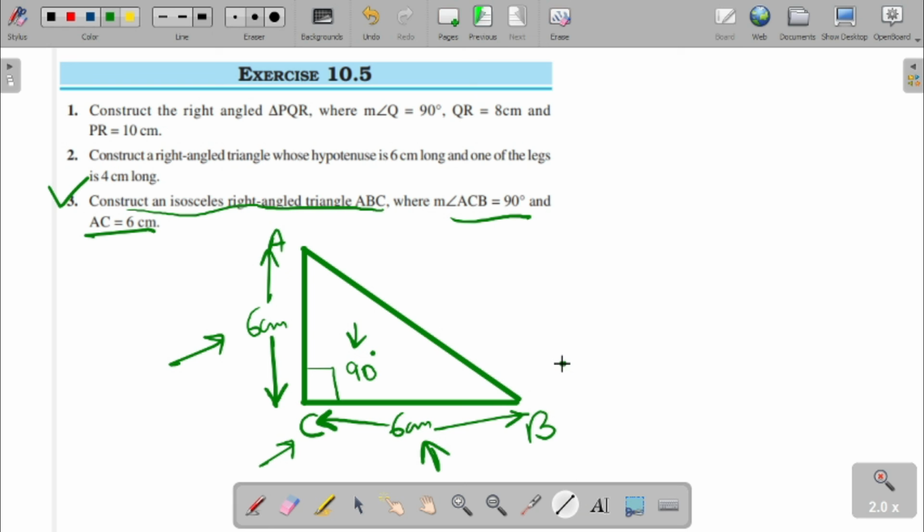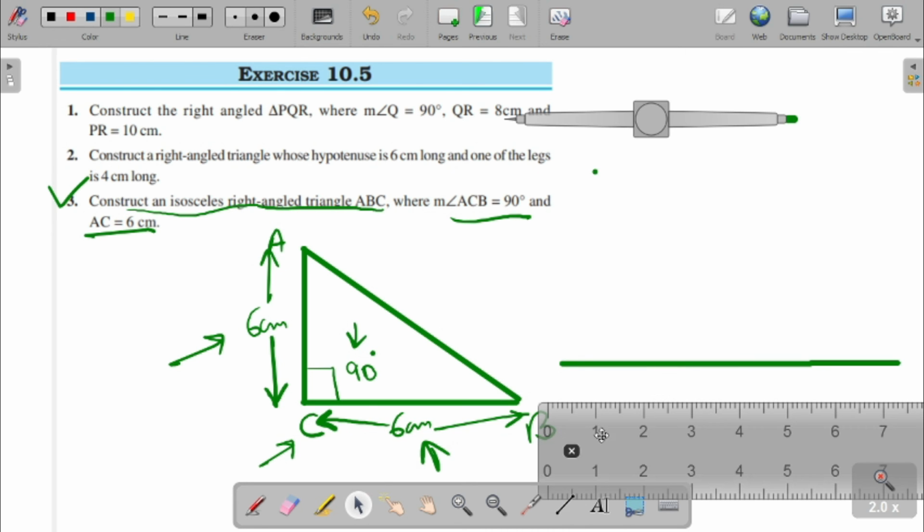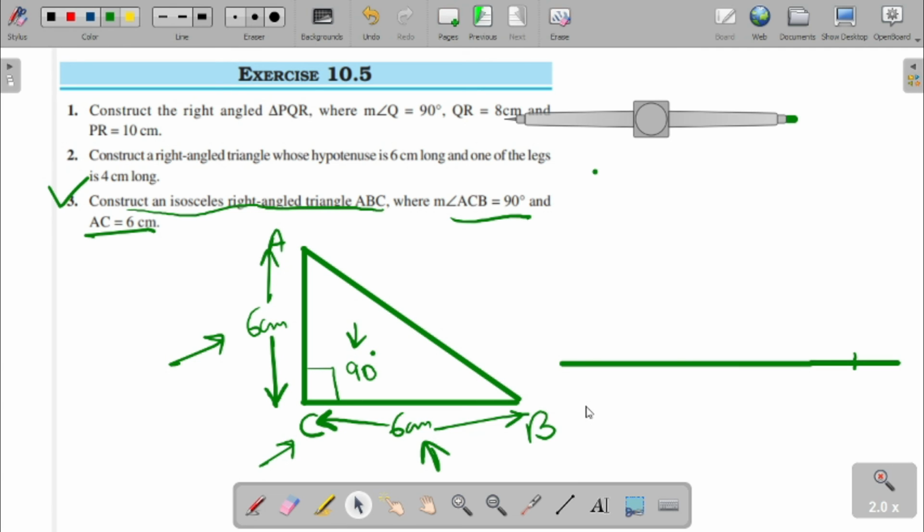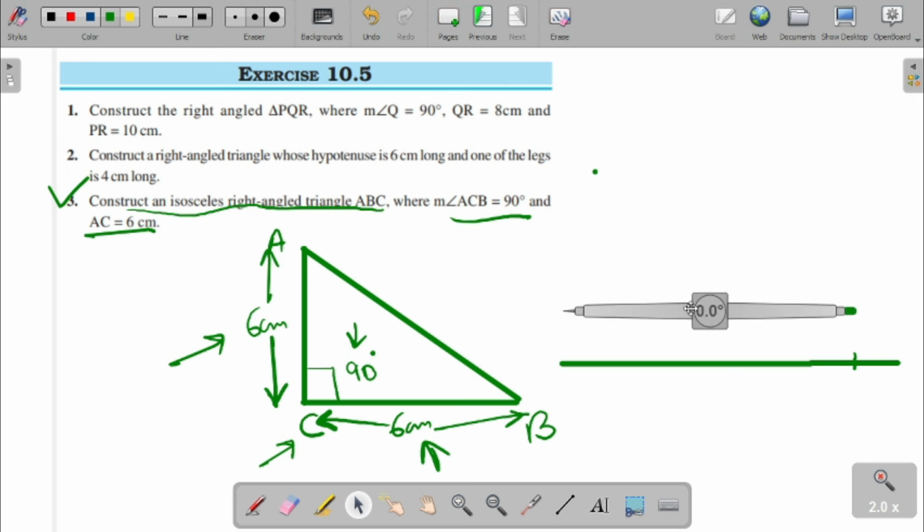We draw a line. Let us draw the line. Then we measure with the, now we take the help scale. Then this is 6 centimeter. We mark 6 centimeter. This is 6 centimeter point. Okay. Then after we make 90 degree here. So we take help of compass.